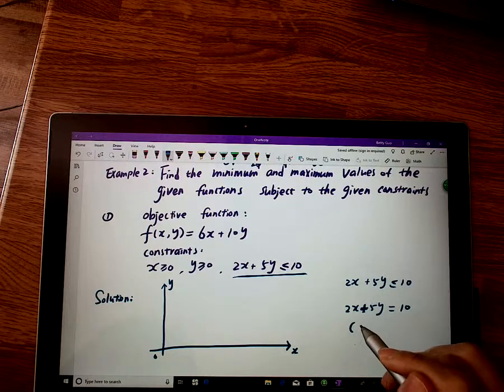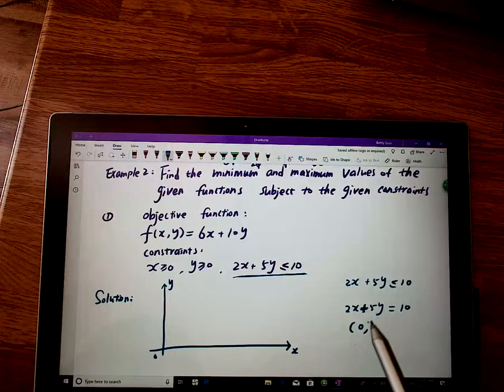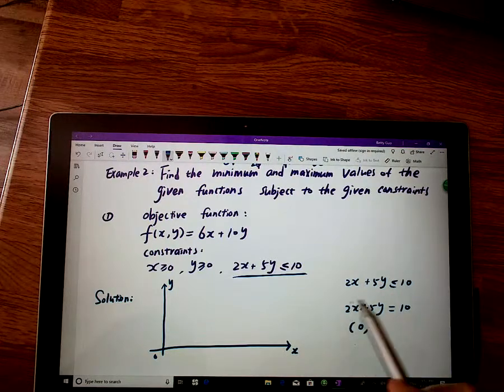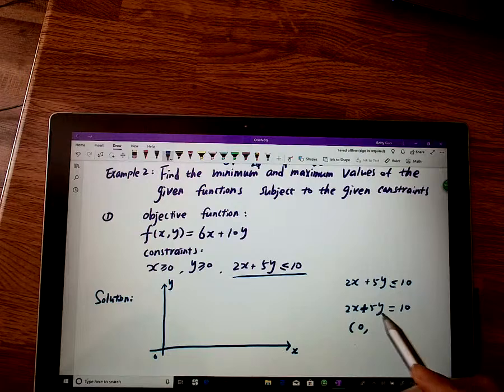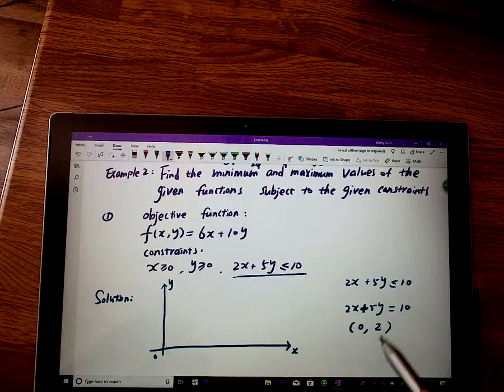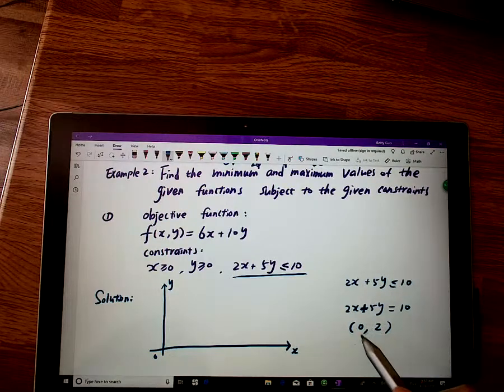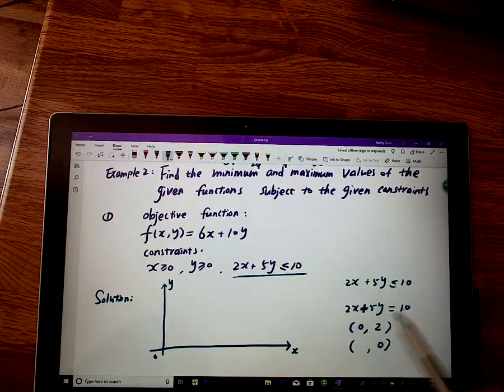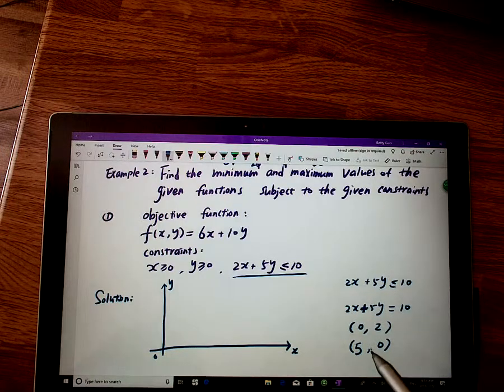If x equals 0, you can see how easy this becomes. As x equals 0, this term disappears, right? 5y equals 10, so y equals 2. So we found the y-intercept (0, 2). This time we let y be 0. Then this term disappears. We have 2x equals 10. Divide both sides by 2, x equals 5. X-intercept, y-intercept.